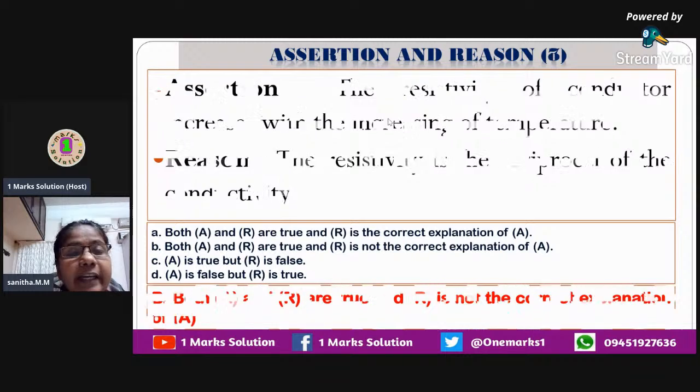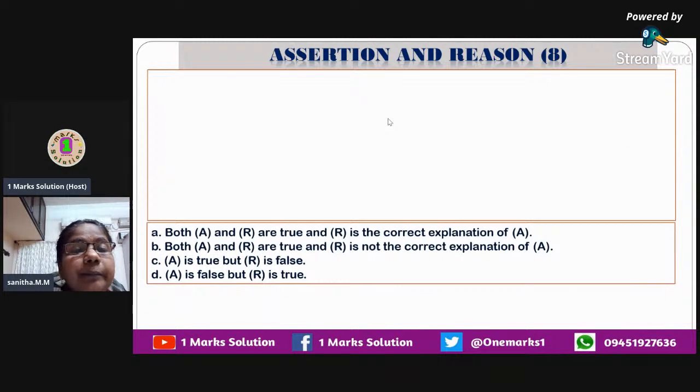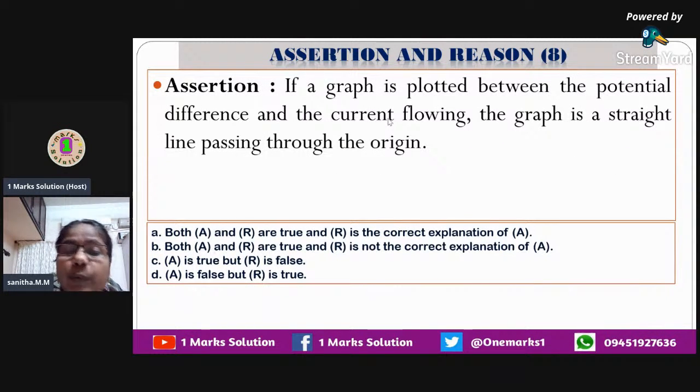Now we can go for the next question, that is 8. If a graph is plotted between the potential difference and the current flowing, the graph is a straight line passing through the origin. All of you think of it. It's a very, very important one. If you draw a graph V and I, V along the x-axis, I along the y-axis, you will get a straight line. If you are taking it the other way also, no problem. It will be a straight line passing through the origin. Yes, the assertion is correct.